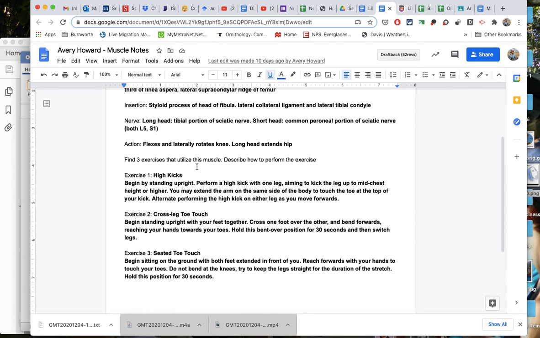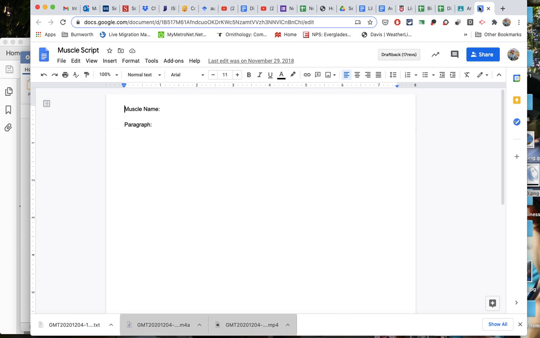Begin by standing upright. This is a nice sentence. She can literally just copy this and paste it into the document right here. That's the paragraph form.